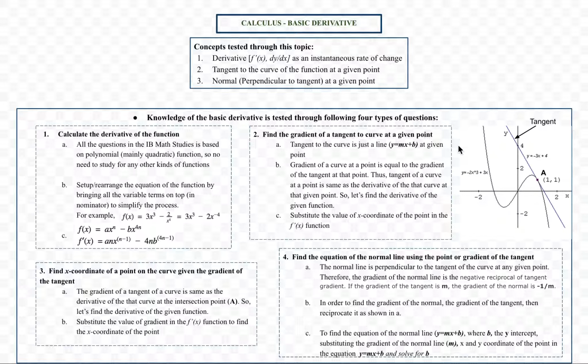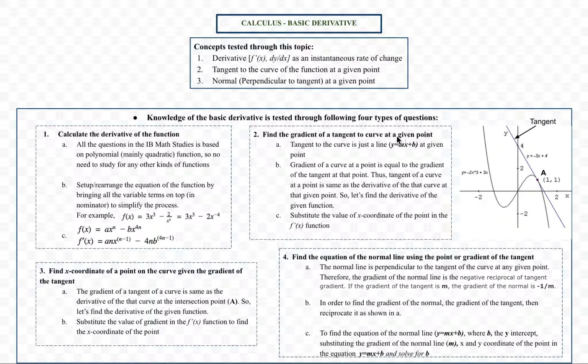For instance, if we look at the graph on our right hand side here, we have point A. The gradient of this curve at point A is the same as the gradient of the tangent. So that easily gives us the gradient of the tangent. Once we have the gradient of the tangent, we can be asked to maybe find the value of x at that point, or the value of x anywhere, or the equation of the tangent.